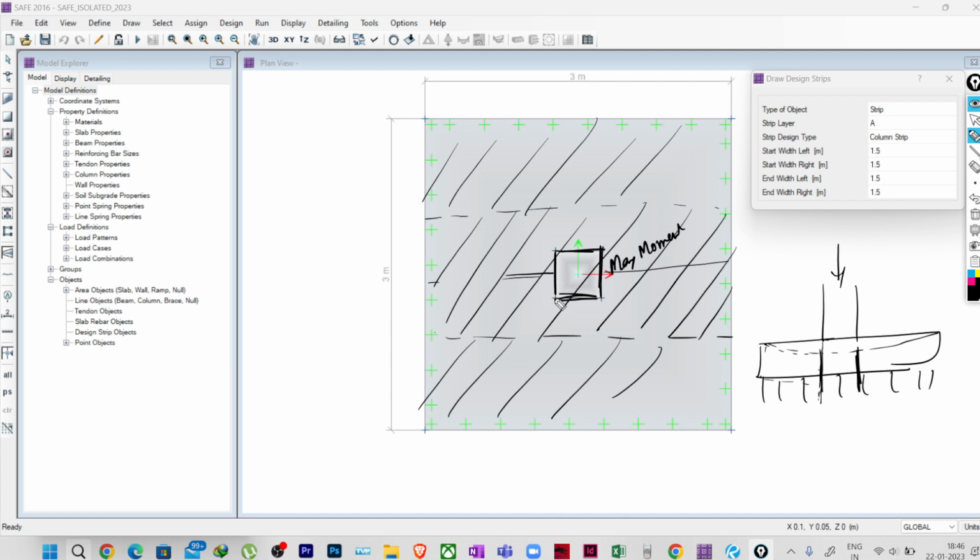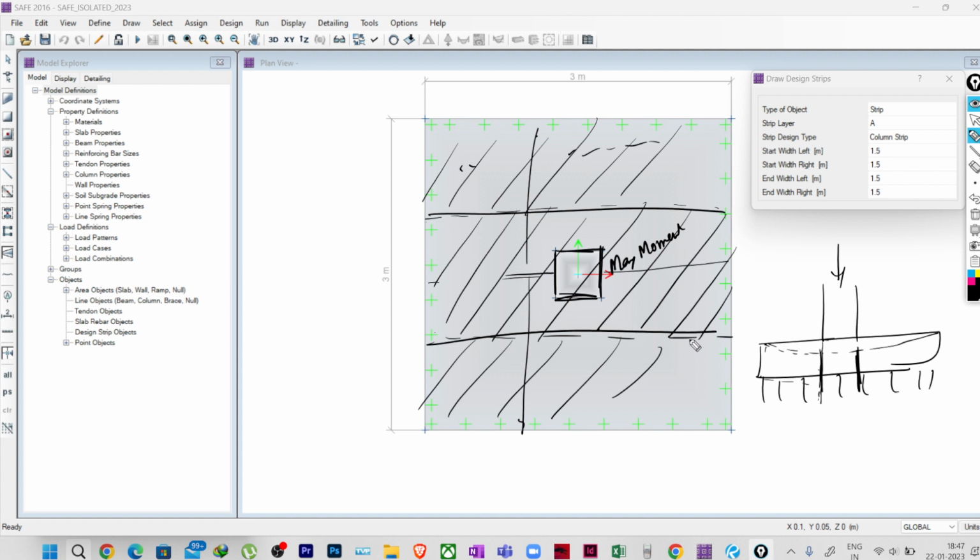Now this strip also we can extend over the total 3 meter footing in one strip, like this side 1.5 meter, that side 1.5 meter. The strip will cover the whole footing. That also you can do, but that will be a more conservative approach, because in these sections the moments will be very less, right? And that's why we will be taking a strip like this.